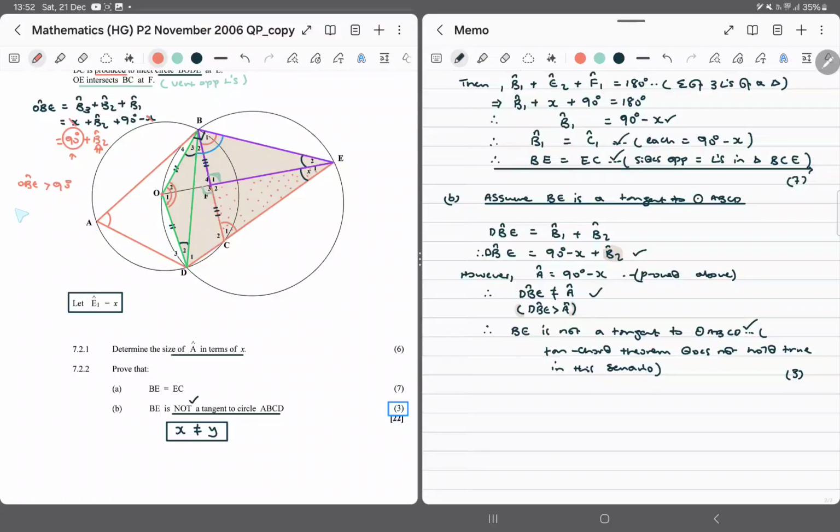And therefore, this may not be the tangent, because the theorem that says the tangent is perpendicular to the radius does not hold true. So you have to state that. So this is one other way to look at the same problem. So can you see there's 2 ways in which we can sort this out?